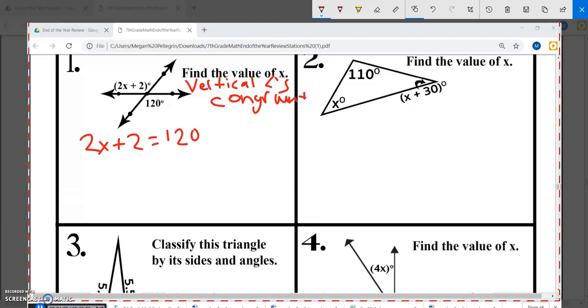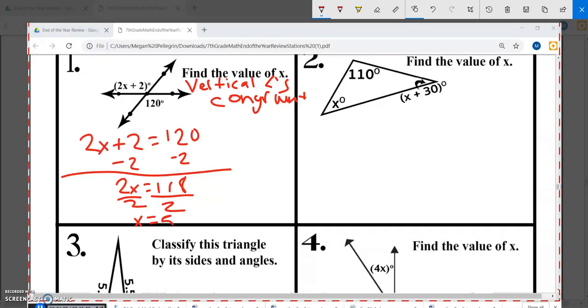So then you have your two-step equation. Subtract 2 from both sides. But 2x is equal to 120 minus 2, which is 118. Divide both sides by 2. And so x is equal to 118 divided by 2, which is 59. So x is equal to 59. It just says find the value of x, not the value of the angle, because the angle is obviously going to be 120 degrees.